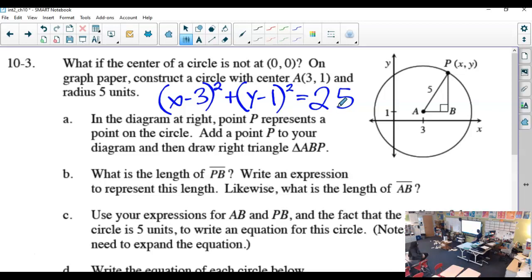Okay. So then it asked us what's the length of PB? What do you mean what's the length? Peanut butter. PB, okay. Yeah, peanut butter. So what do you guys think?